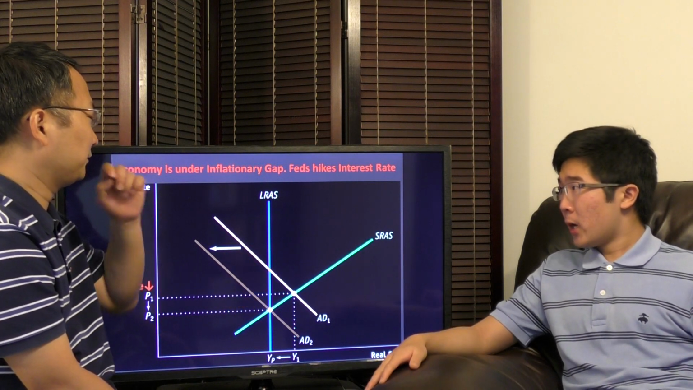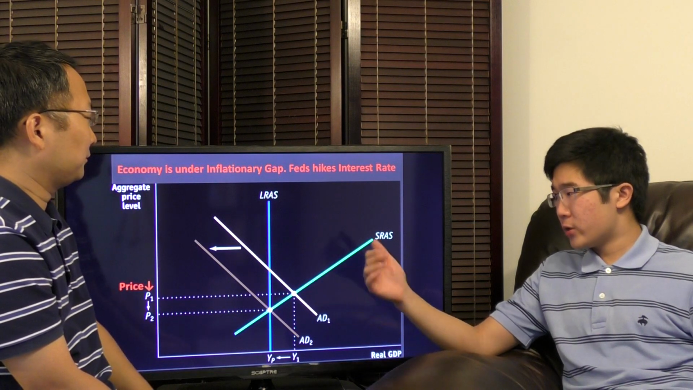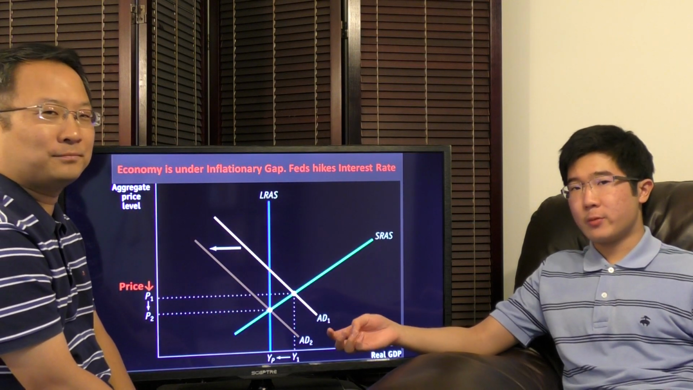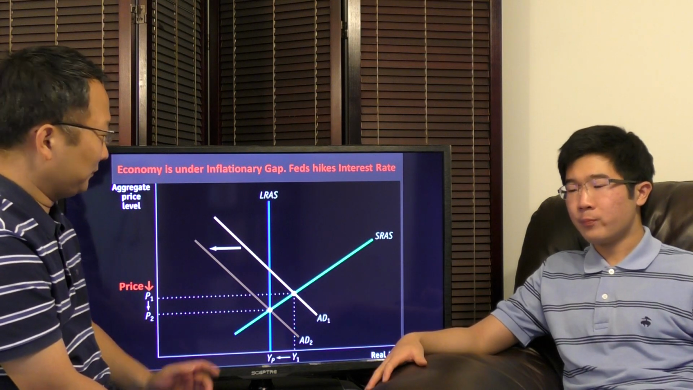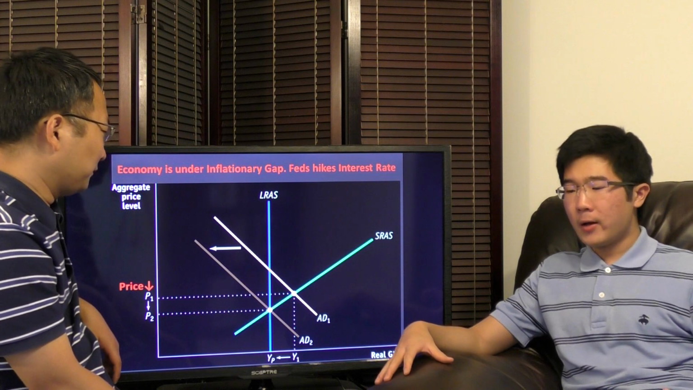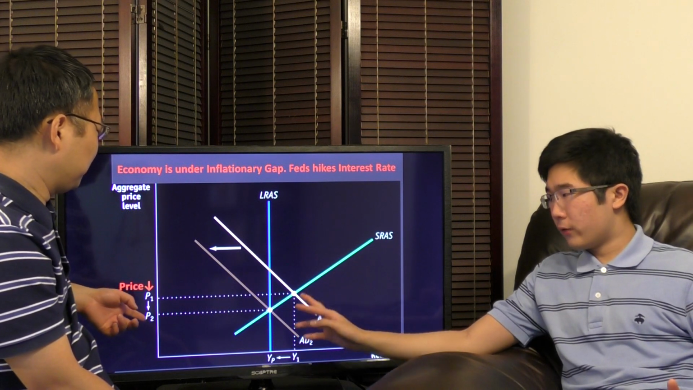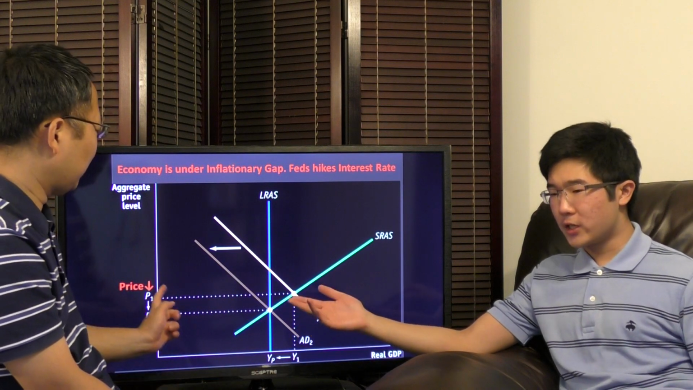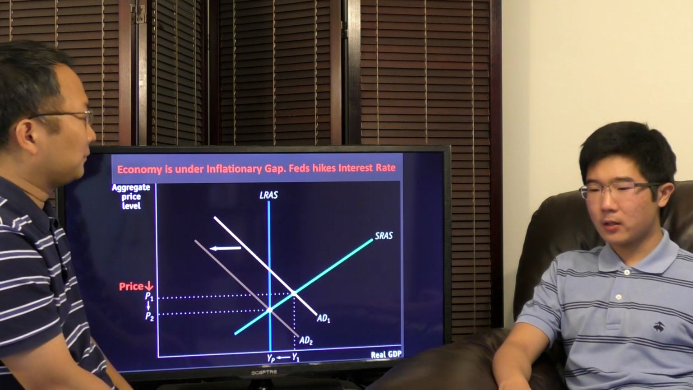Let's say the economy is in an inflationary gap. The Fed hikes the interest rate. Obviously, investment decreases because it's more costly now, and our aggregate demand shifts to the left. This is very basic knowledge to you now, and so it reduces our inflationary gap back to its potential output, and also reduces our price level, or inflation. That's very basic stuff.